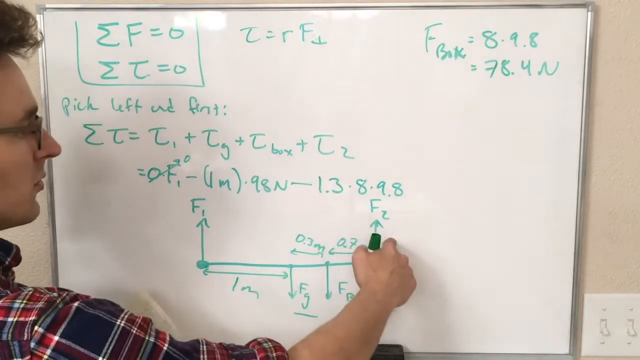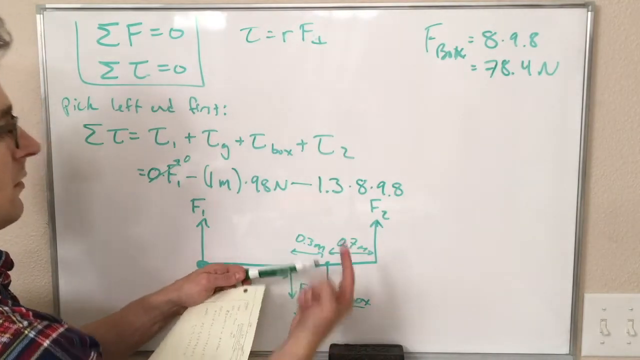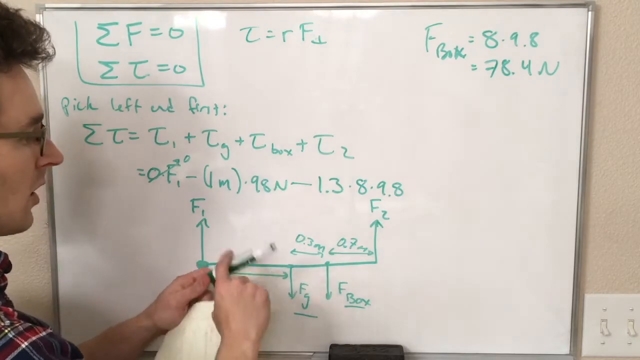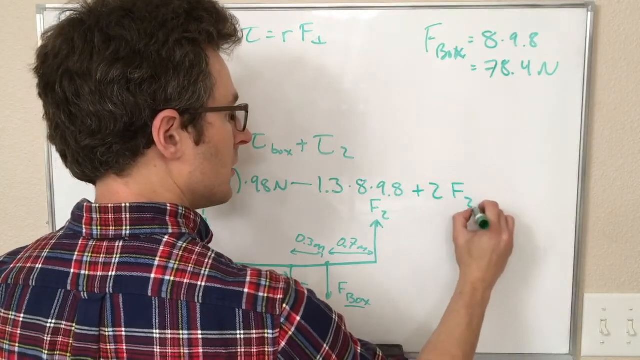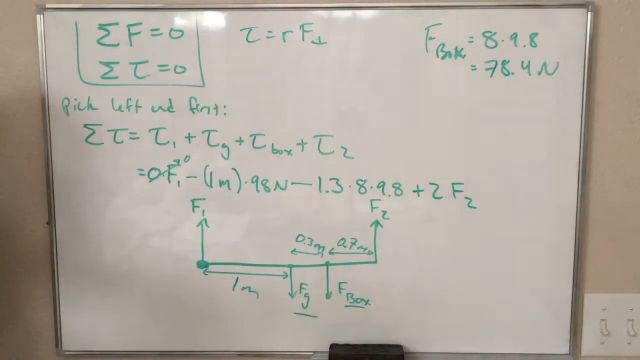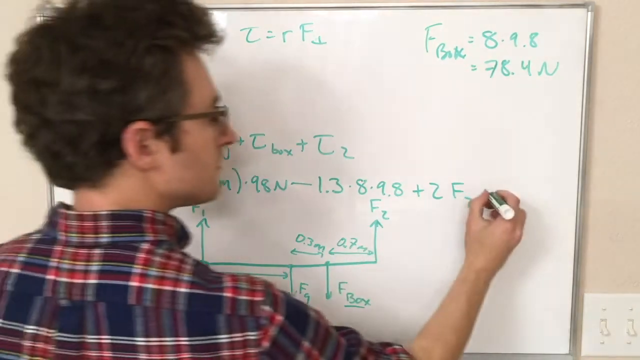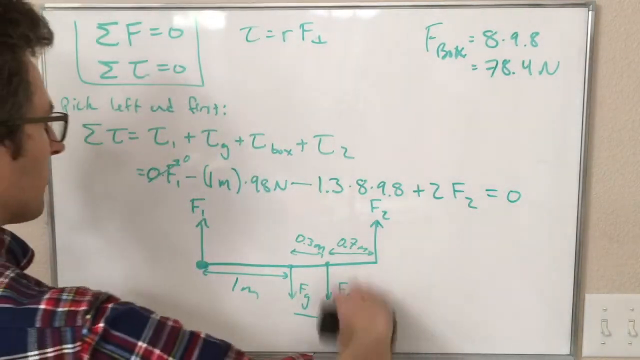Finally, we have force 2. Now this one is positive, it is counterclockwise, and that's 2 meters away. So we have plus 2 times force 2. And all of those added together equals 0. Okay, I'm going to clear some room.